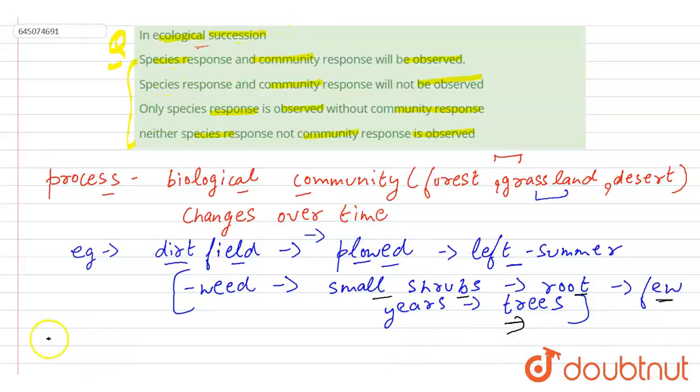So in this succession, what we noticed was that species accumulated there. There was a community response that we observed. So this is the correct option.